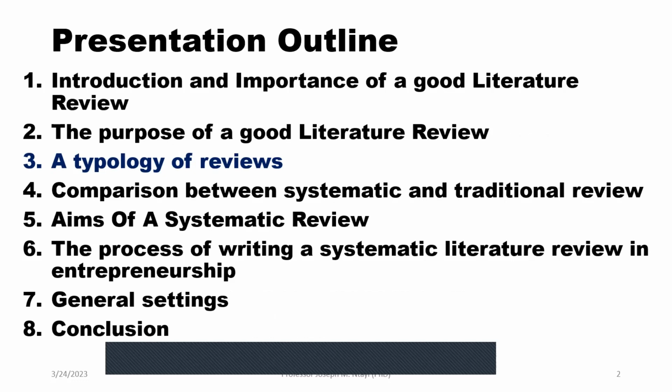And this has been the order of presentation. So I gave you the introduction, the importance of good literature review. We went to the purpose of literature review. We looked at the typology of reviews, and then we had a comparison between systematic and traditional reviews. And then we looked at the aims of a systematic literature review and the process of writing a systematic literature review in business. That's where we stopped around number 6. And today I want to complete number 6, 7, and 8 in around 30 minutes.